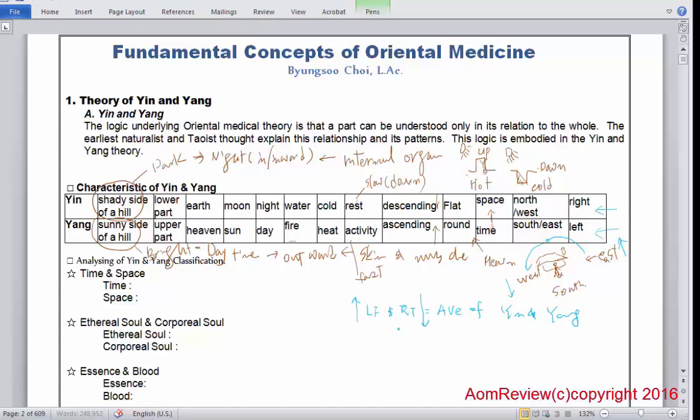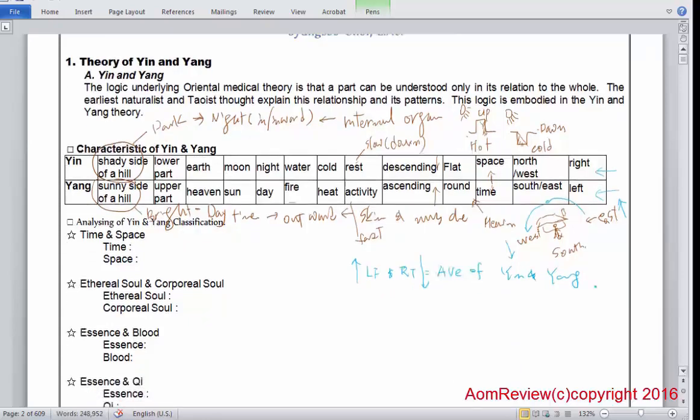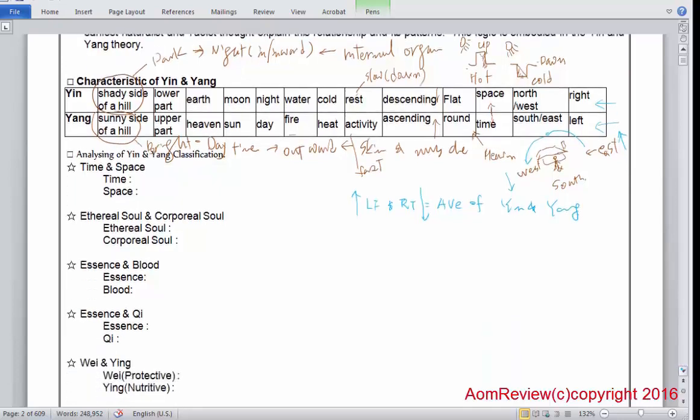So that's why we call it this way, yin and yang. Okay, so I think you understand the basic concept. You can underline like this, or you can make some notes. Okay, so we can apply this theory here.